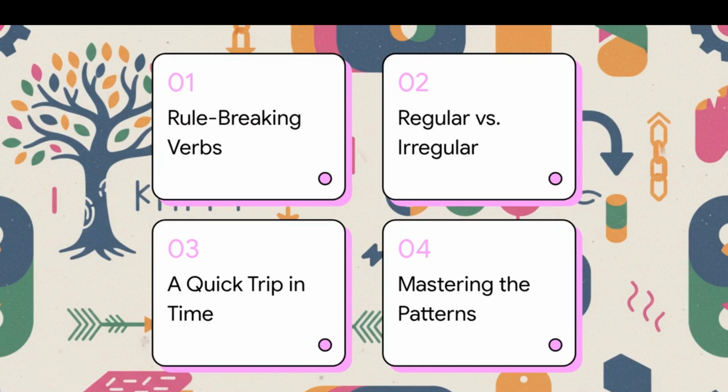All right, here's our game plan. First, we're going to figure out what these verbs actually are. Then, we'll see how they stack up against the ones that follow the rules. We'll even jump in a time machine to see where they came from. And then, the best part, we'll crack the code on how to actually learn them.